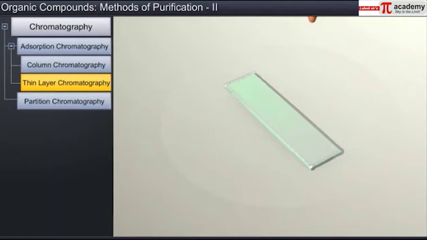Then, a small spot of the solution of the mixture to be separated is applied about 2 centimeters above one end of the glass plate.